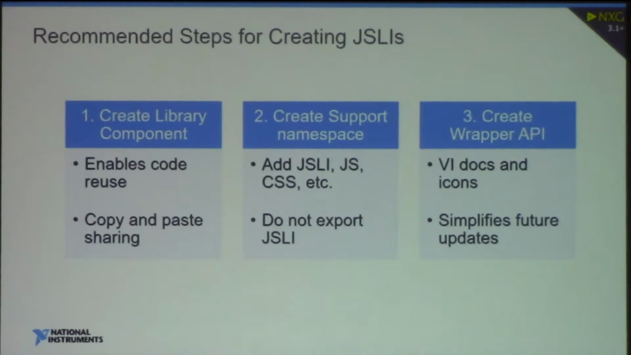And then create wrapper API functions. So create GVIs that call into these JSLI nodes. It gives you the ability to provide good docs, good icons. You could do pre and post processing. So if you have one return value that comes out of a JavaScript function, you actually want to parse it out and break it into multiple return values. If you have a wrapper VI already made, that makes it easier to do, and that simplifies future updates.